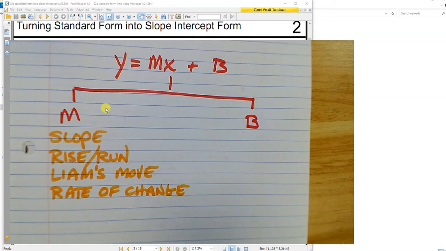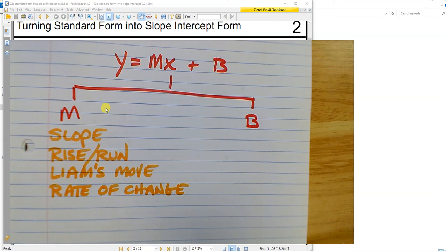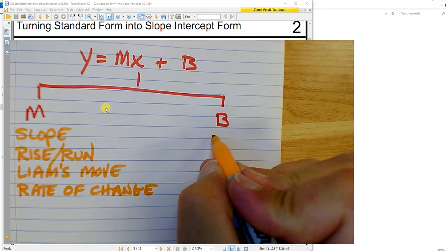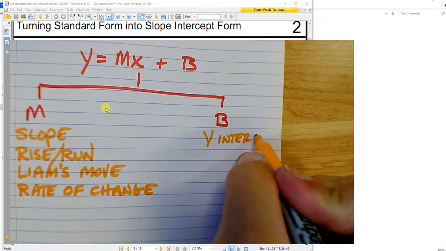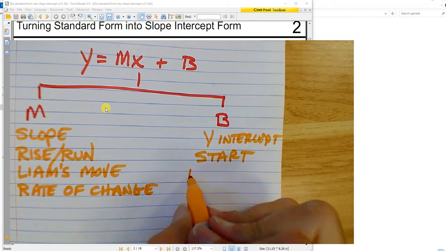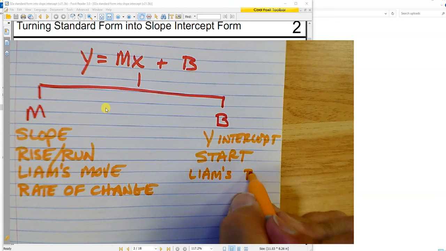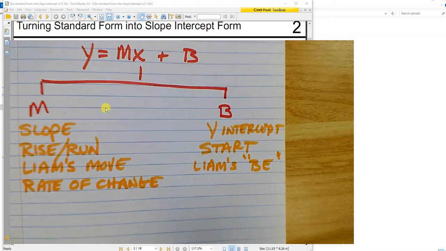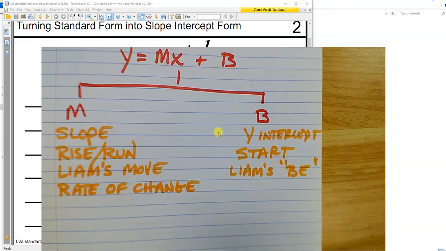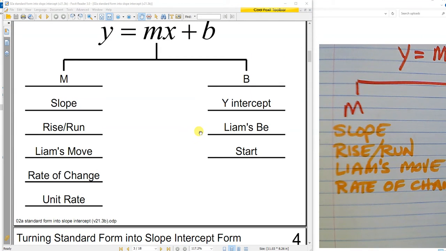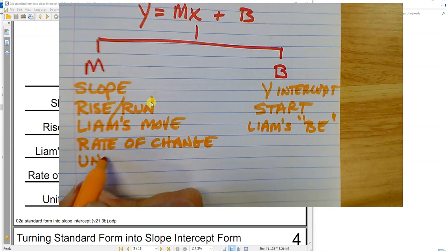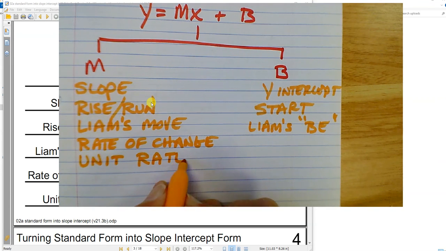If you just watched another video by me, I also called it the unit rate or the constant of proportionality, but I'm happy enough right here with those. B is the y-intercept, which is the starting point, which is Liam's B. So we really like slope-intercept form. I like it better than standard form, but sometimes I don't have slope-intercept form. Sometimes I have standard form. We'll throw on unit rate. Rate of change, unit rate.